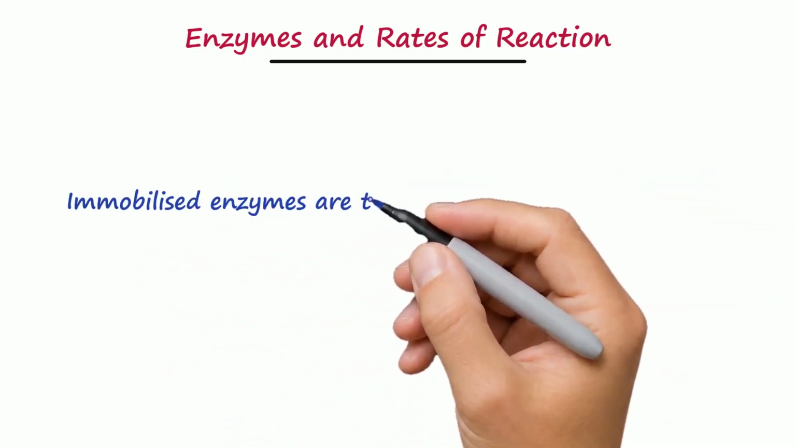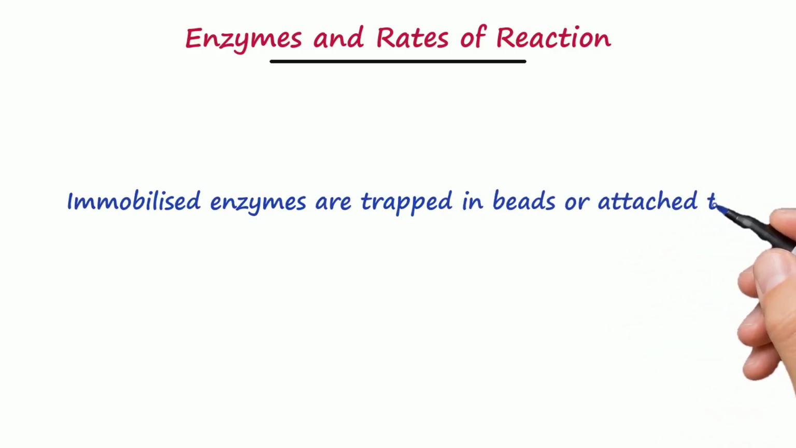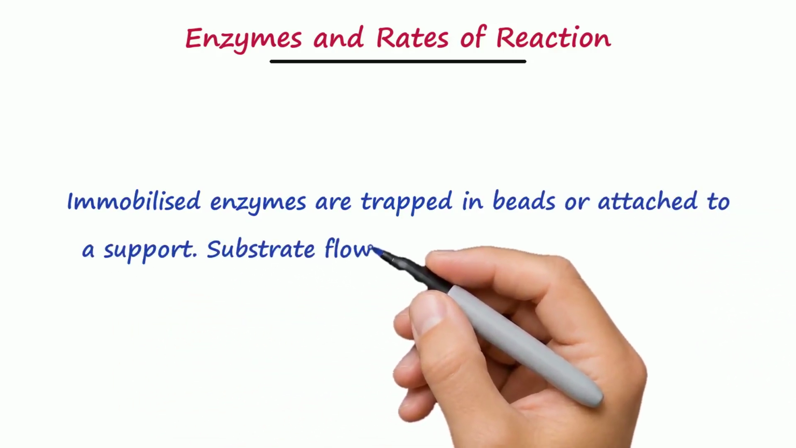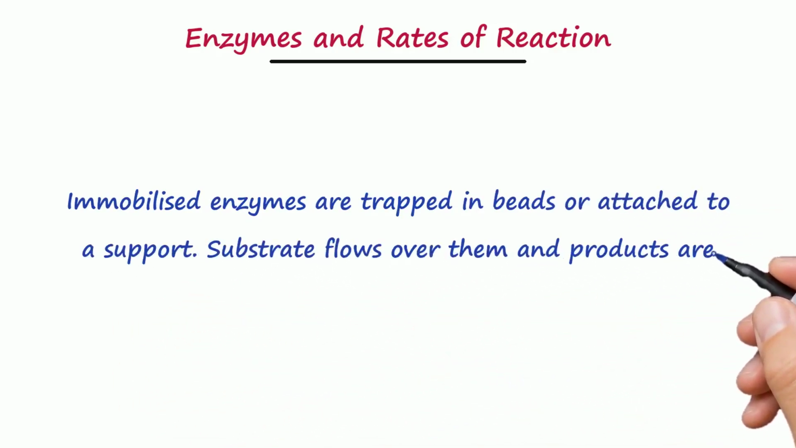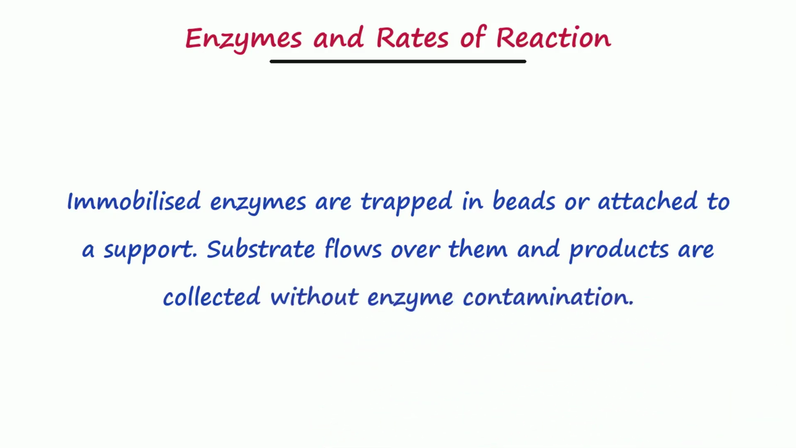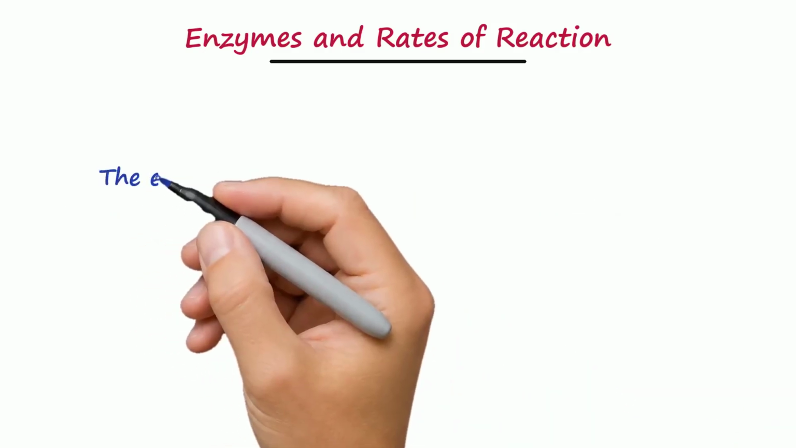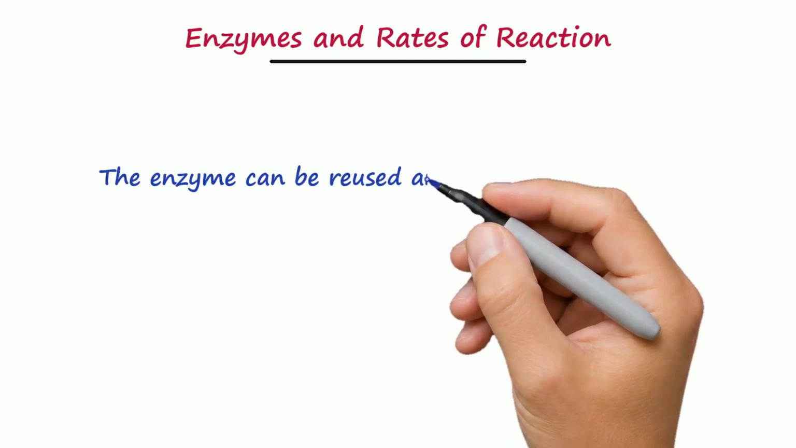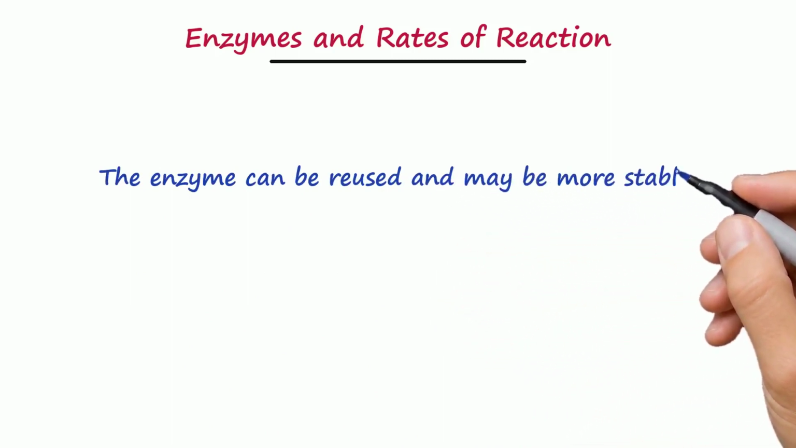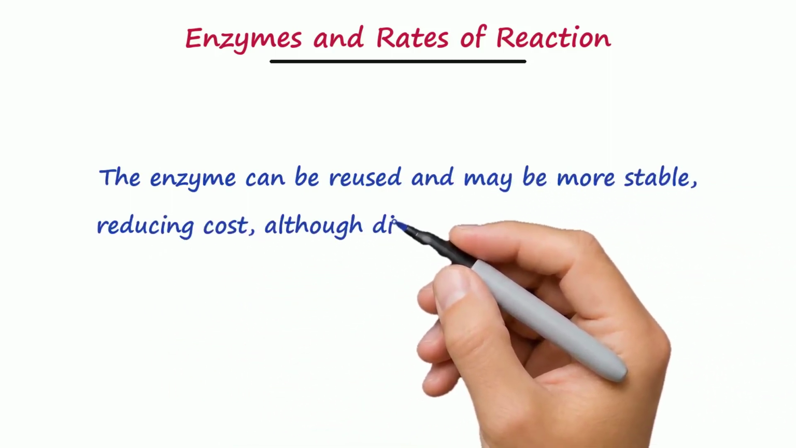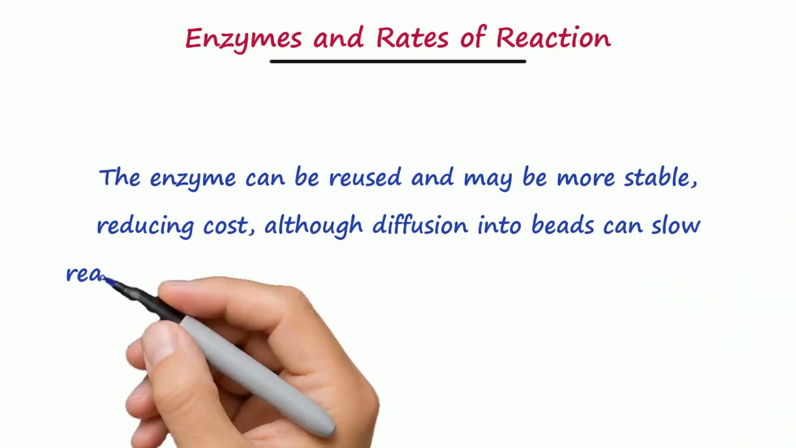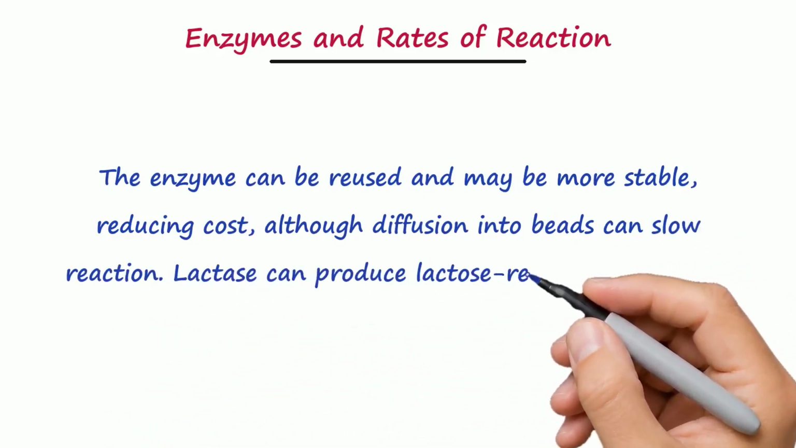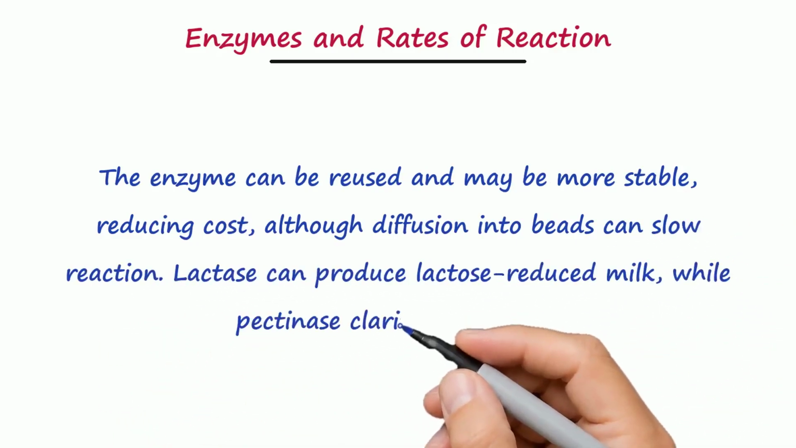Immobilized enzymes are trapped in beads or attached to a support. Substrate flows over them and products are collected without enzyme contamination. The enzyme can be reused and may be more stable, reducing cost, although diffusion into beads can slow reaction. Lactase can produce lactose-reduced milk, while pectinase clarifies fruit juice.